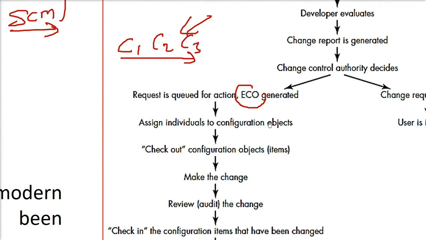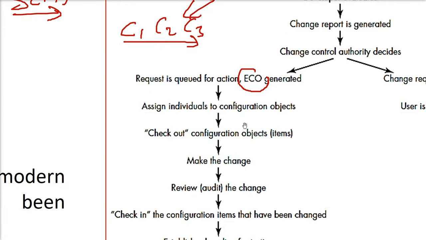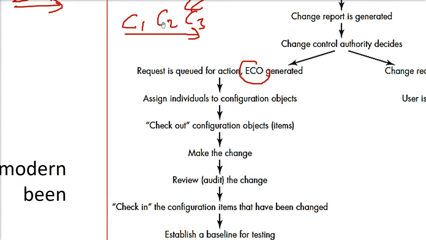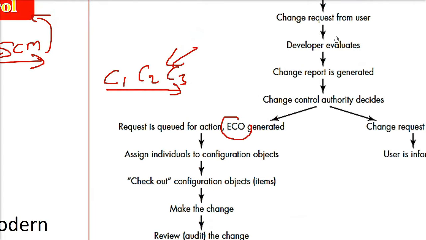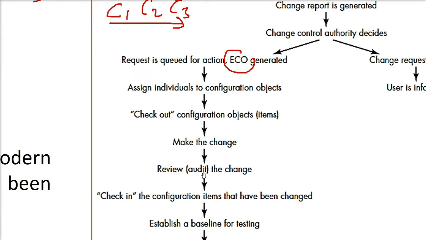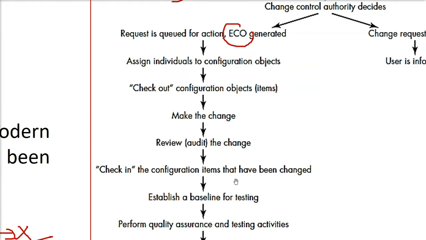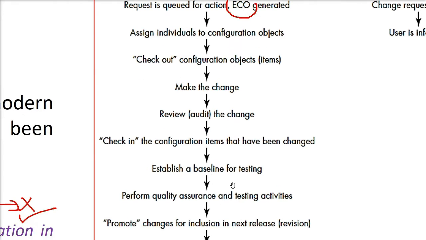Now we assign individuals to the configuration objects. You have to do this, you have to do this. Then we check out the configuration objects, these are the items. Then we do the change. Once we do the change, say in C1, because these are queued up, then we review, or you can say audit, the change. Audit or review is very important. Then we check in the configuration items that have been changed. That is, you commit and push it in your CMS, and then we establish a baseline for testing, because now the testing is important.